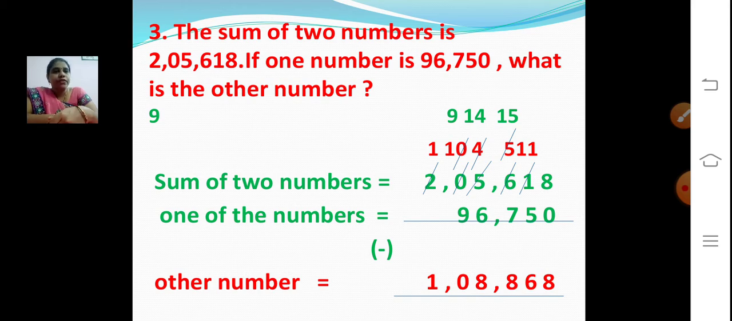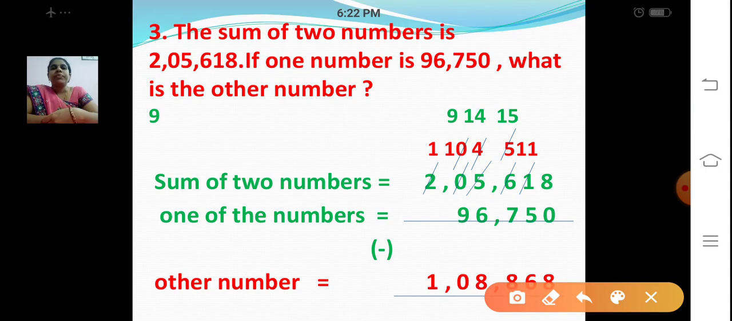2,05,618. If one number is 96,750, what is the other number? So, the question is, they have given the sum of two numbers. When you add two numbers, the answer they have given. If one number is 96,750, what is the other number? How will you find out the other number? So, we know the sum of two numbers, and we know one number, we have to find out the other number. In that case, what we have to do?